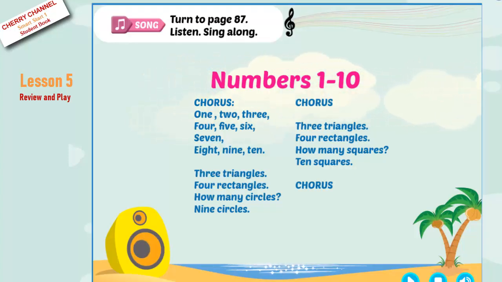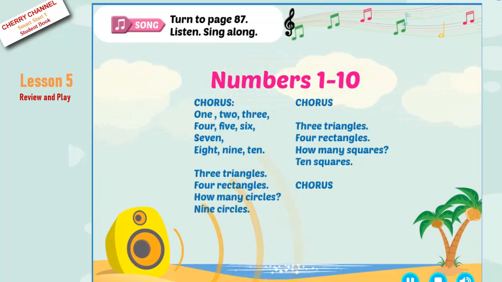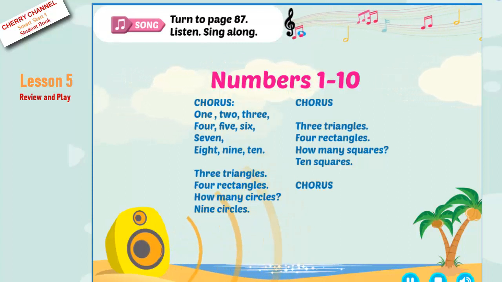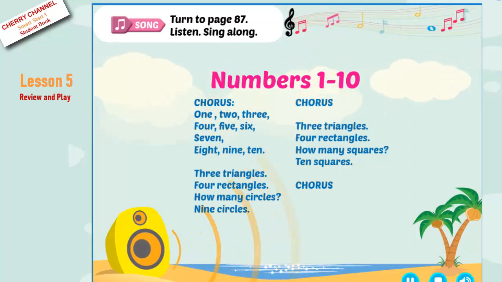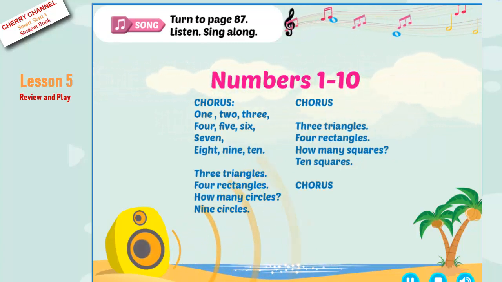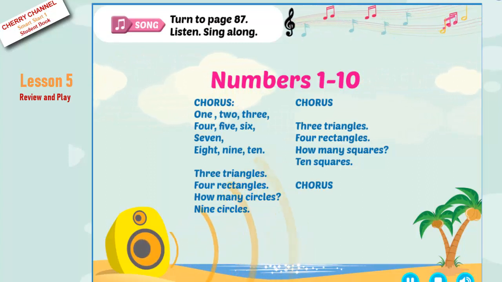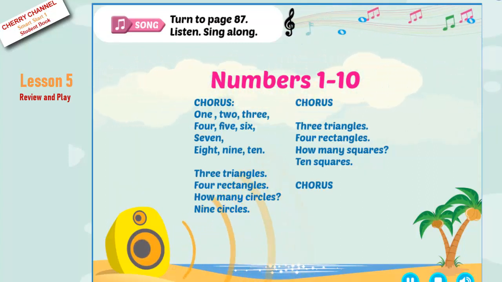5. Song. Listen. Sing along. One, two, three, four, five, six, seven, eight, nine, ten. 3 triangles, 4 rectangles. How many circles? 9 circles. One, two, three, four, five, six, seven, eight, nine, ten. 3 triangles, 4 rectangles. How many squares? 10 squares. One, two, three, four, five, six, seven, eight, nine, ten.